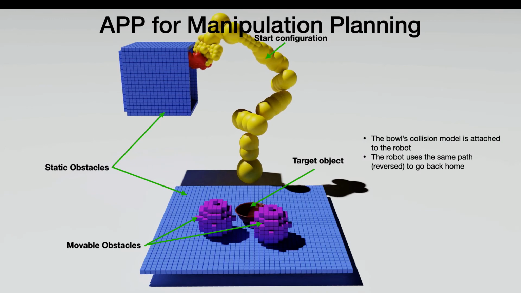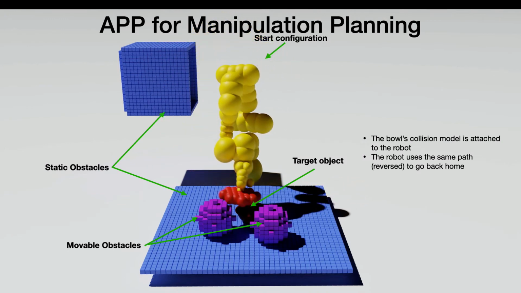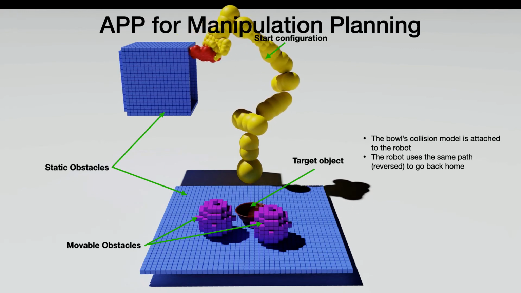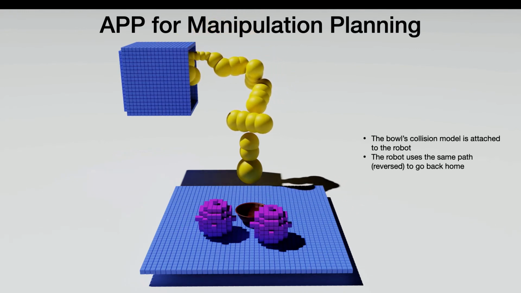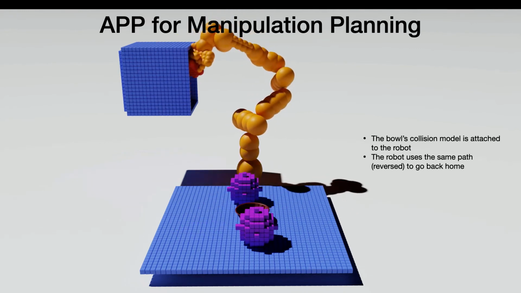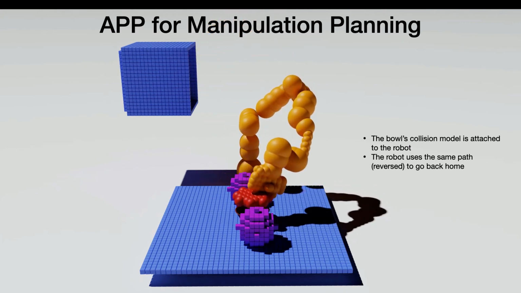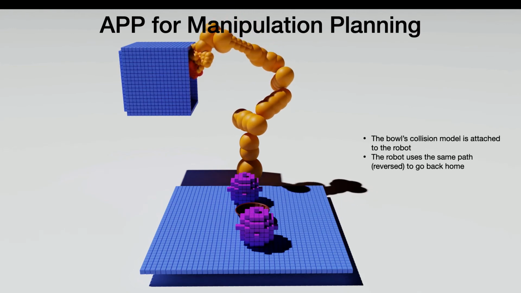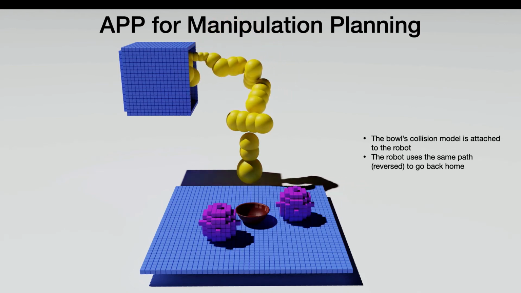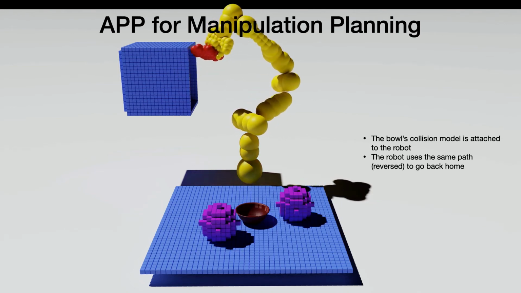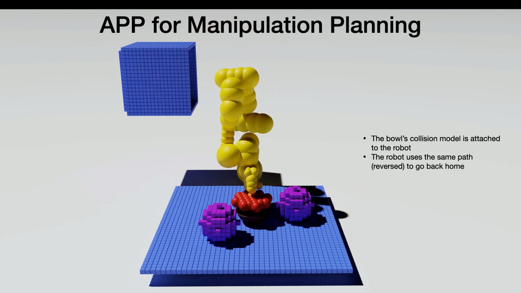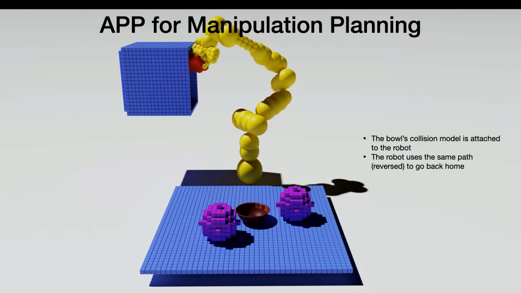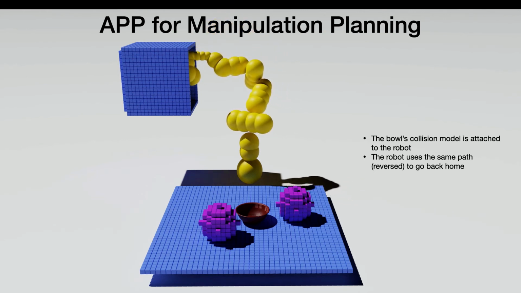In this video, we demonstrate our approach for the mail sorting task. In the shown example, the algorithm must generate plans to pick up the red ball and place it in the cubby shelf while avoiding collisions with the table, the shelf, and the two movable obstacles. We approximate the collision geometry of the robot, the attached ball, and the movable obstacles using spheres. The robot uses the same path in reverse to go back to the start configuration.